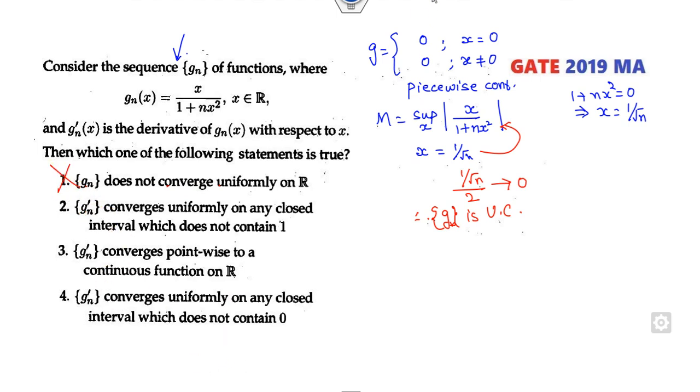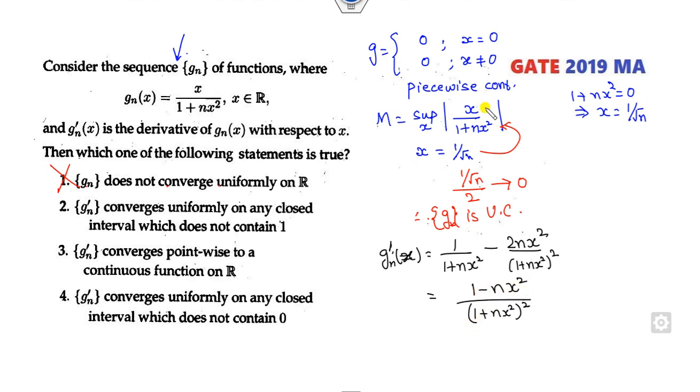Now all the remaining options are talking about the derivative. So can you find g dash of x? Can you find the derivative of this? The derivative is 1 over 1 plus nx square minus 2nx square divided by 1 plus nx square whole square. If I take the LCM, 1 plus nx square, the numerator part will be 1 minus nx square.